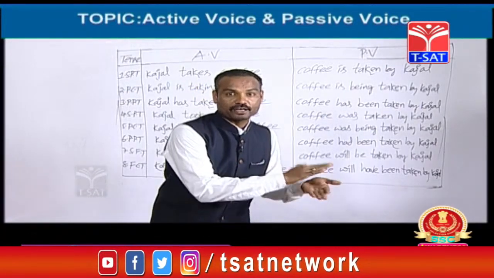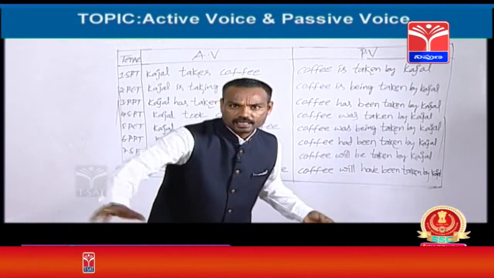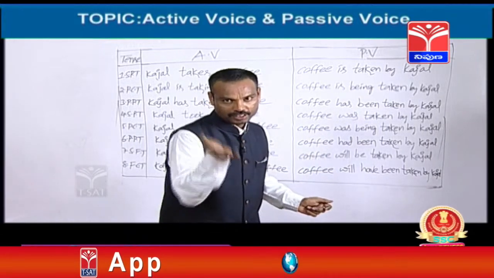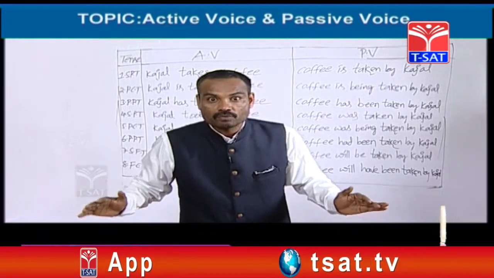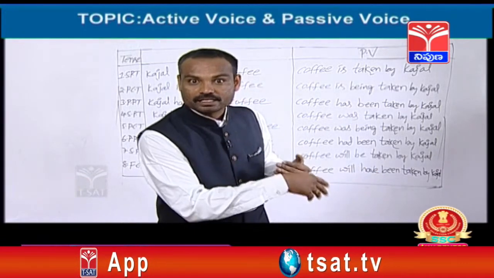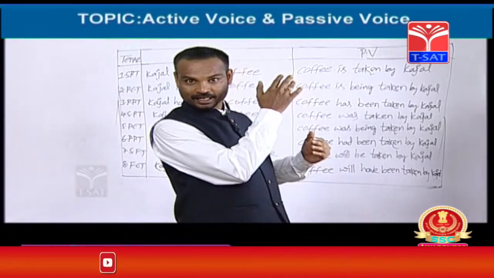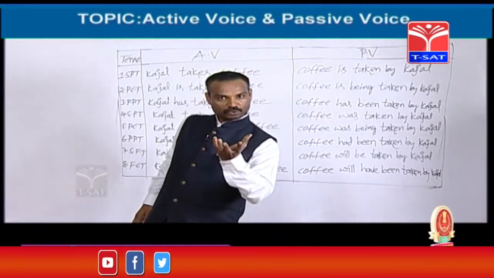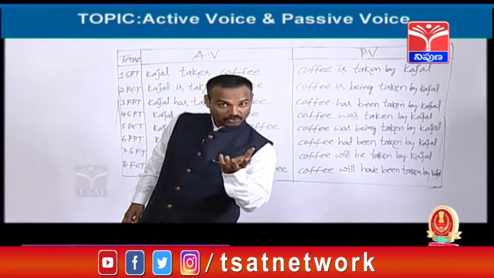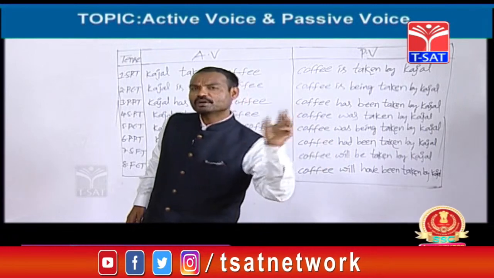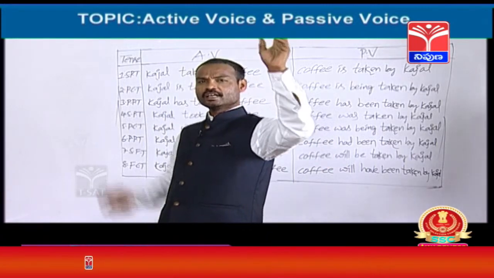Rajnikant was eating a mango. Mango is a singular object. For a singular object, was should be taken. Next, one more example: Kamal Hassan was eating apples. Apples is a plural object or singular object? Singular? No, plural object. For a plural object, were should be taken, that's all.